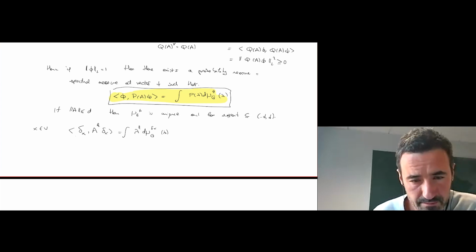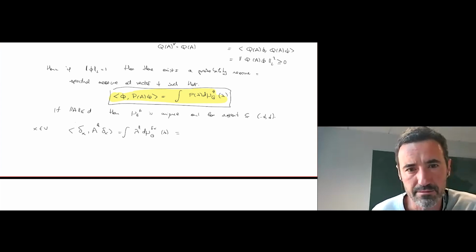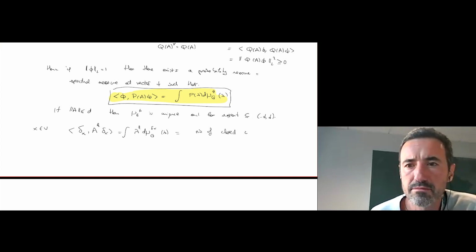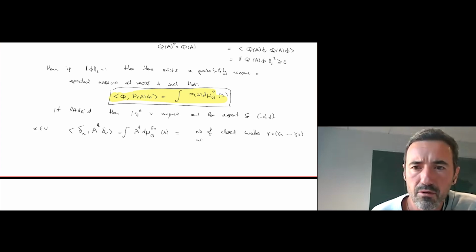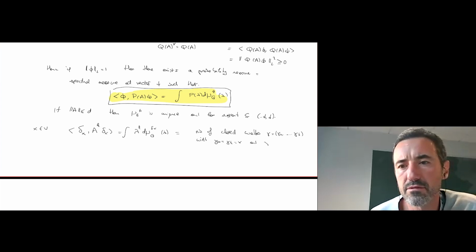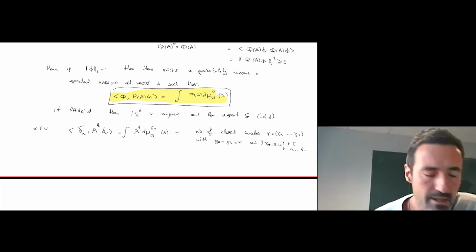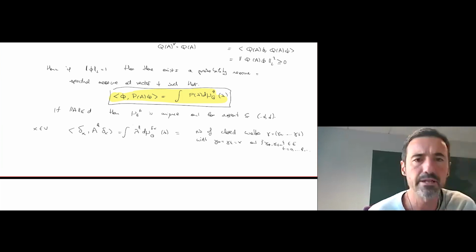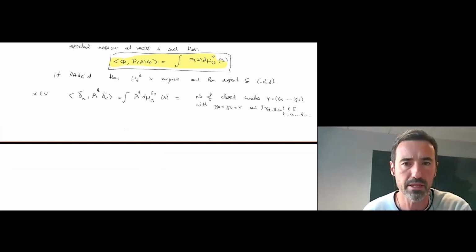But if you expand the left-hand side, you will see that this is exactly the number of closed walks. So I can write gamma_0, ..., gamma_k which starts and ends at x, and it's a walk on the graph, meaning that (gamma_t, gamma_{t+1}) is an edge of the graph, for t up to k minus 1. So this is exactly the number of closed walks of length k in the graph, and these are the moments of the spectral measure. So this is a combinatorial interpretation of this spectral measure at vectors.